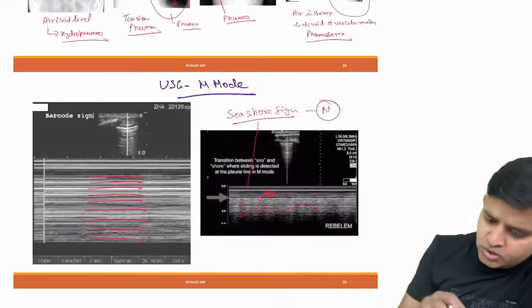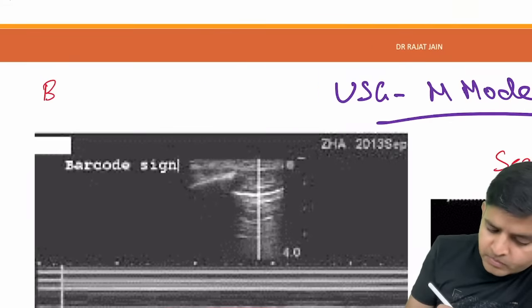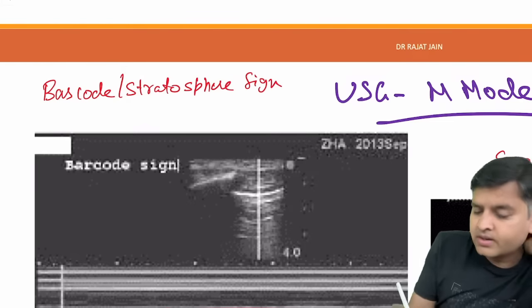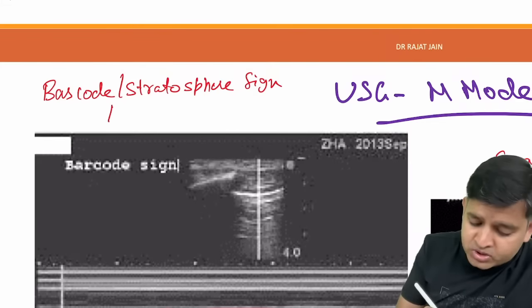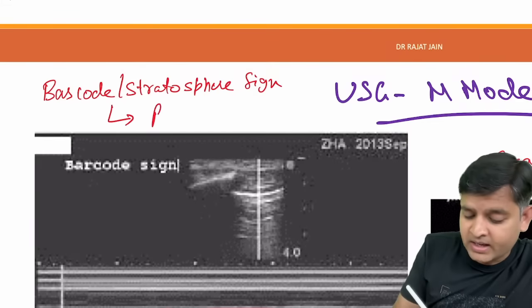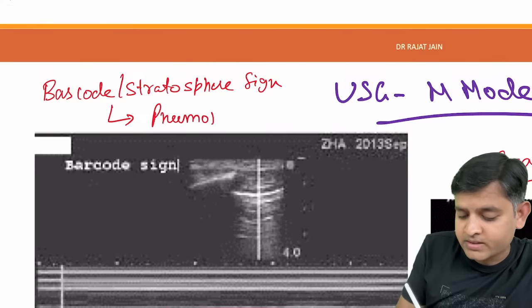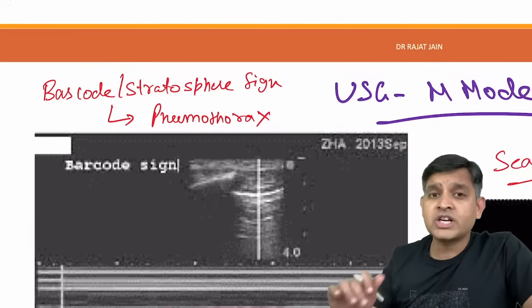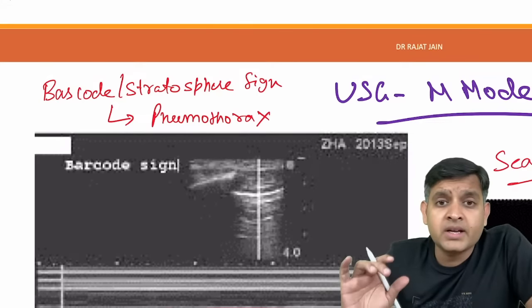This is what is called as barcode sign or stratosphere sign. Barcode sign or stratosphere sign is seen in pneumothorax.